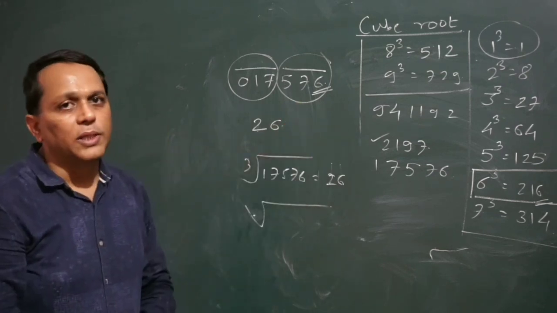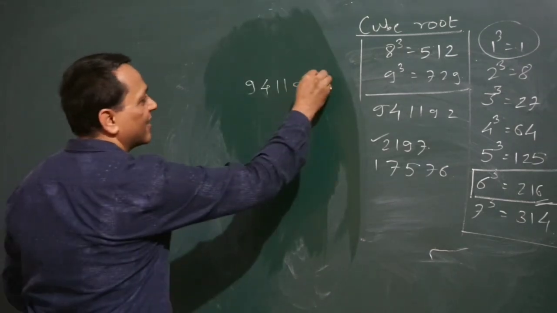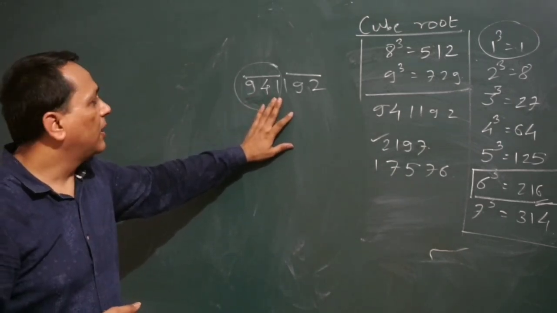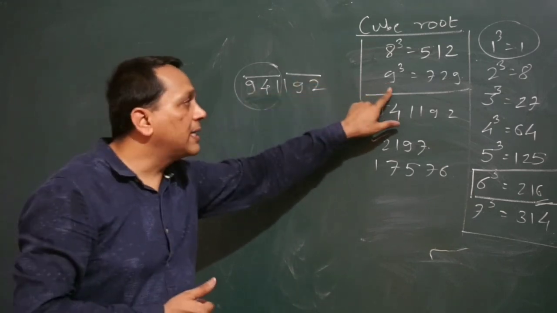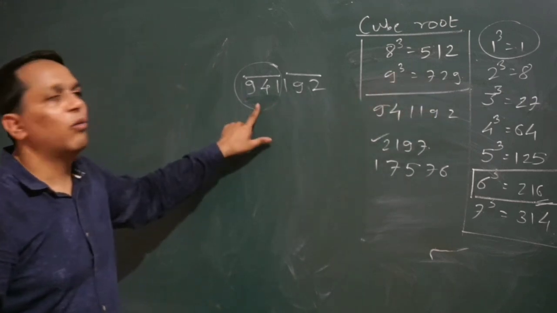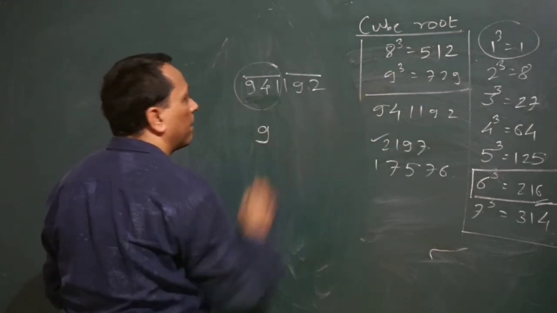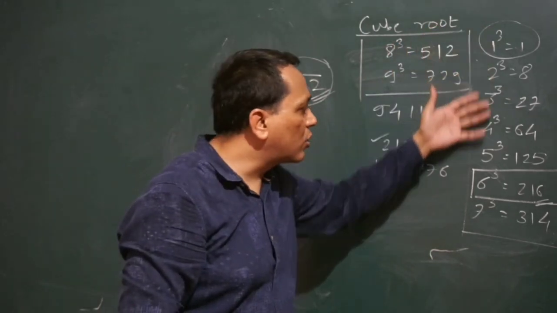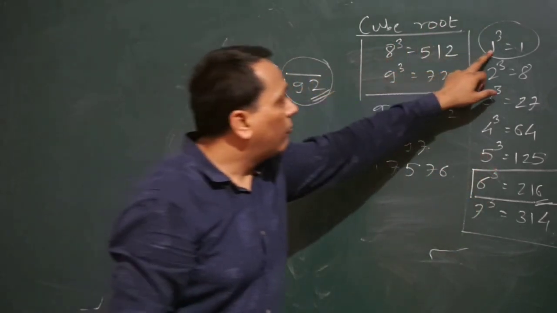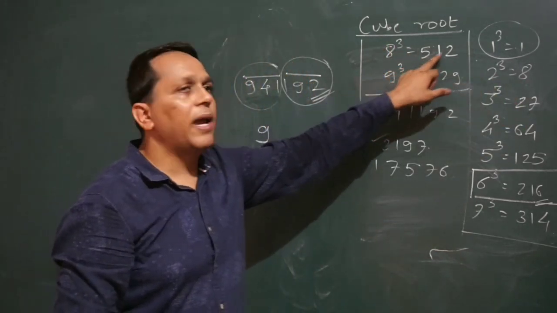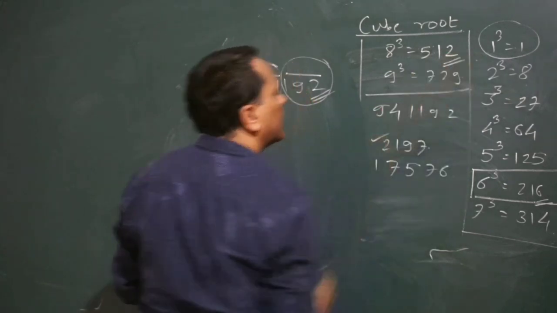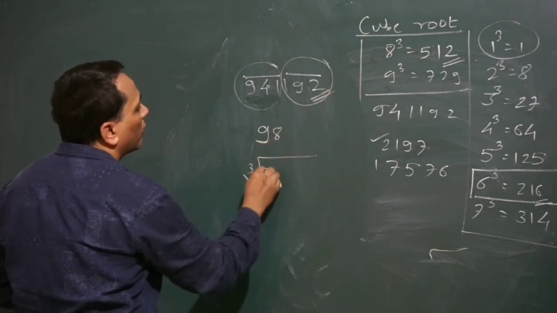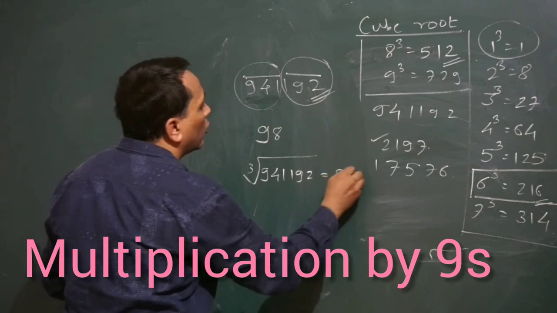Let's see one last problem of this. Again we make the groups of 3. Now again we find whose cube is 941. But there is no such number. Then whose cube is less than 941? 9's cube is 729. It is less than 941. So our tens digit is going to be 9. And for the last group we see only the last digit. It is 2. And which cube has 2 at its units place? 1 cube, 2 cube, we have 8 cube is 512. So 2 is at its units place, hence our unit digit is going to be 8, and therefore the cube root of 941192 is going to be 98.